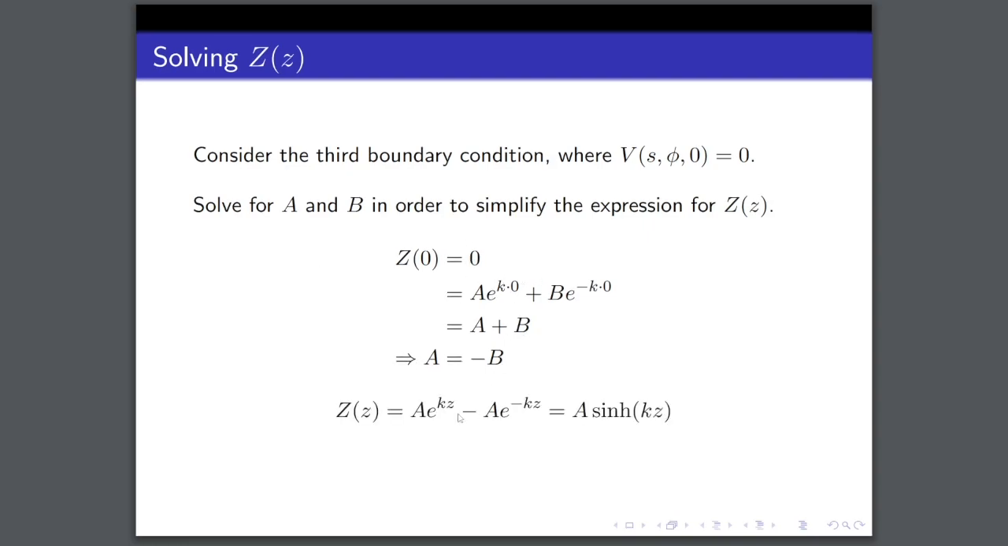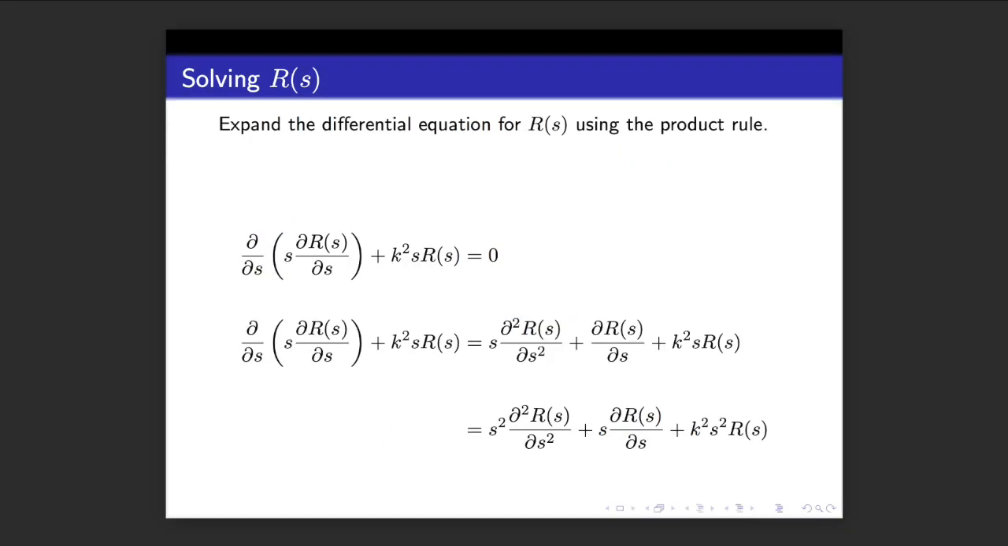We can then plug that back in. We know that Z is now A e to the kz minus A e to the negative kz, and that conveniently is exactly the form of a sinh, or hyperbolic sine, of kz. Okay, we found the z portion of our potential function. Now we need to find the s portion.